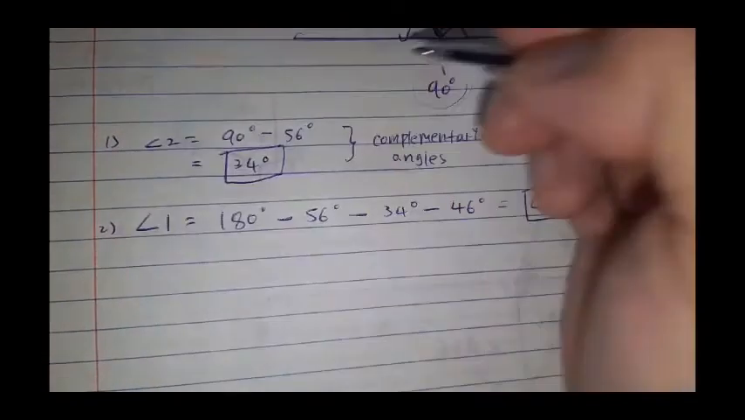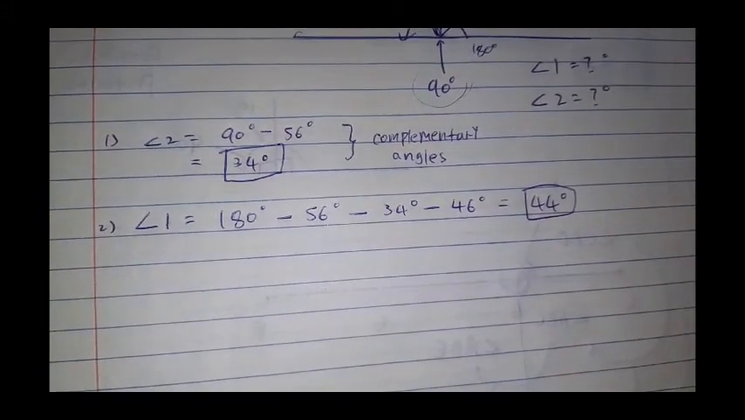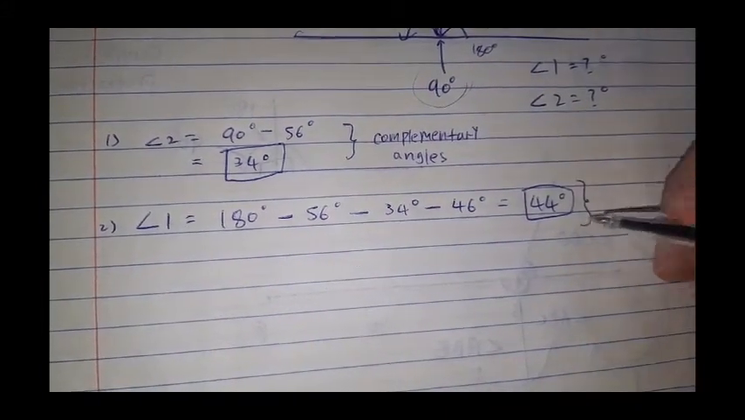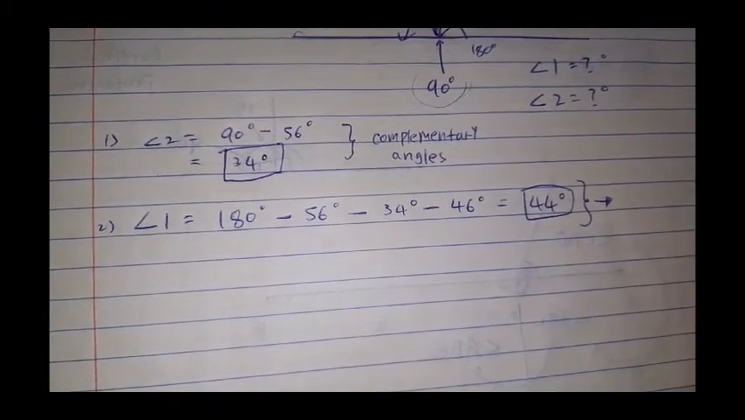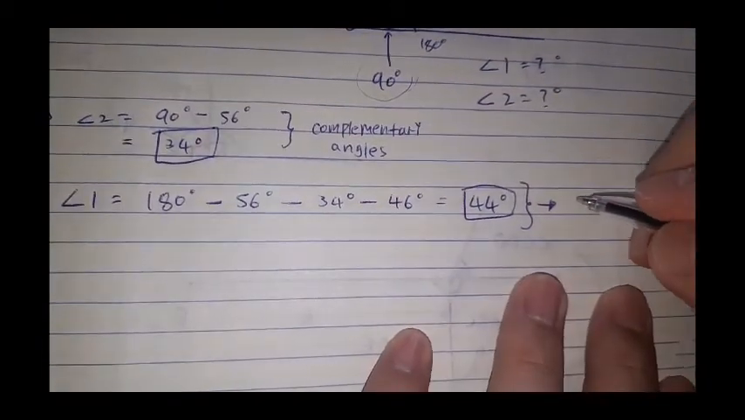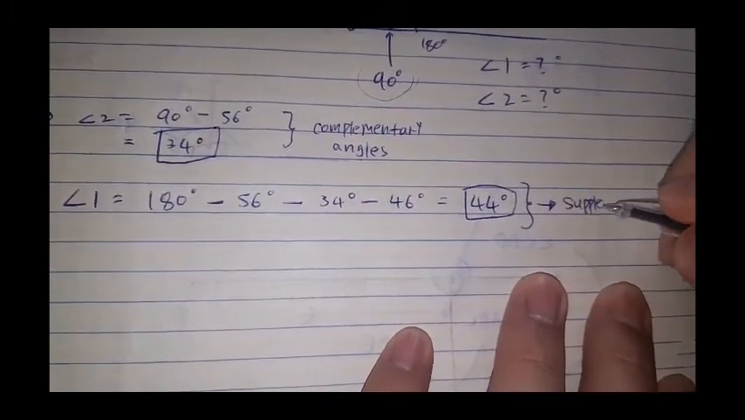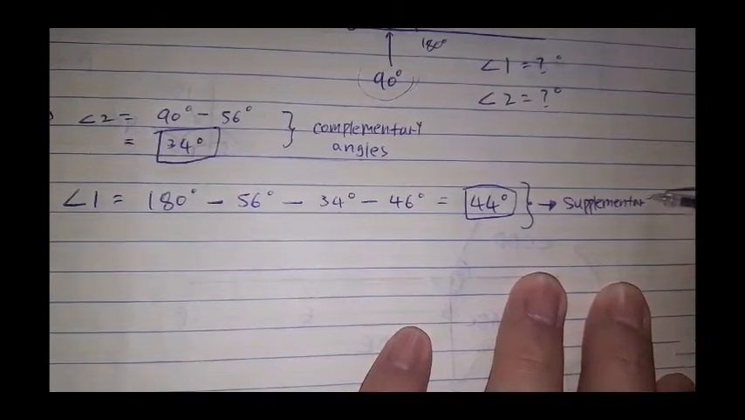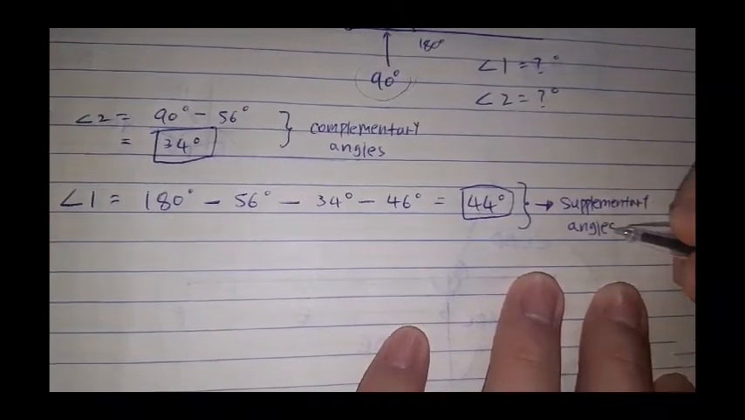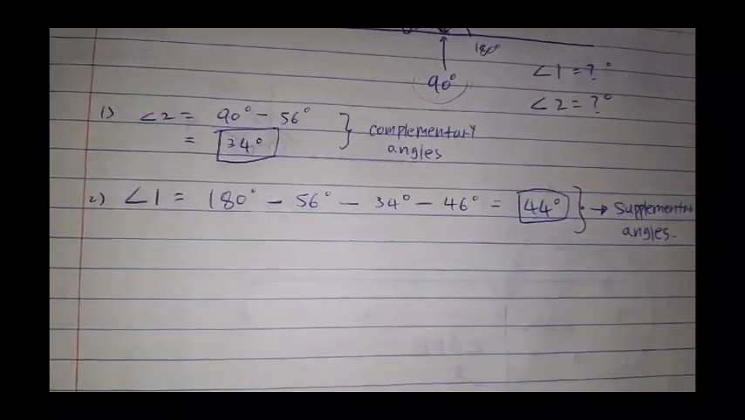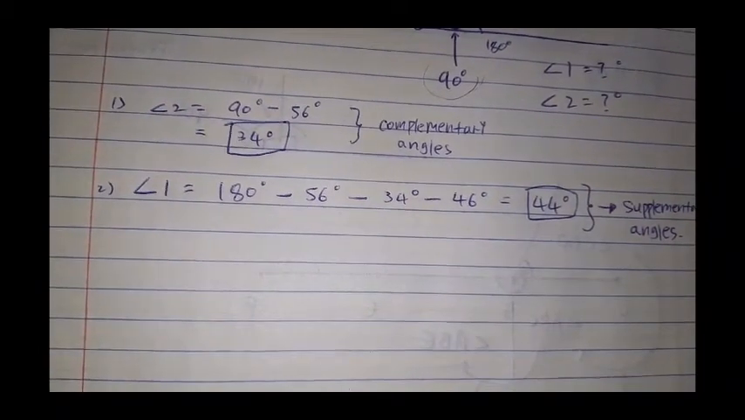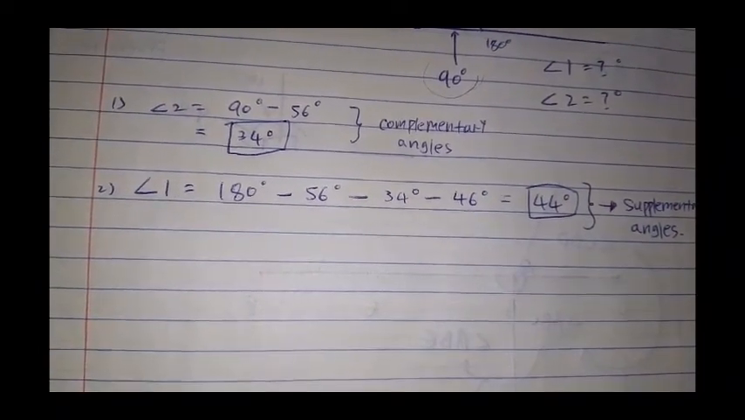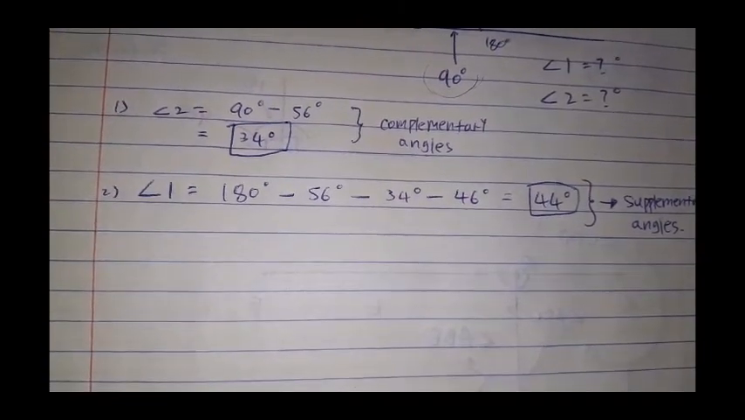And ladies and gentlemen, that is basically how you solve it. The reason that I could solve this angle number 1 is because everything added up to be supplementary angles. And because they're supplementary angles, they all made out to be 180 degrees. That's one of the lessons.